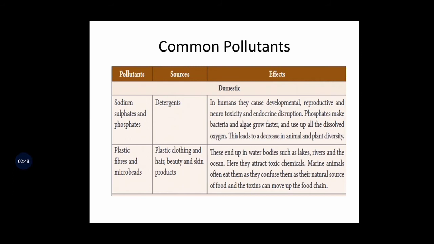The first pollutant is sodium sulfates and phosphates. It is present in detergents, which is very harmful for humans. The next one is plastic fibers and microbeads. These we get from plastic clothing and cosmetic products. When it mixes with water, it gives some toxicity, so that some of the marine animals get infected, which results in death.